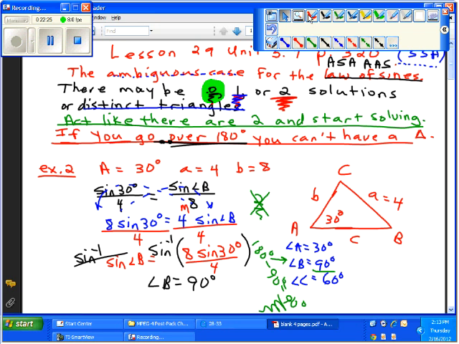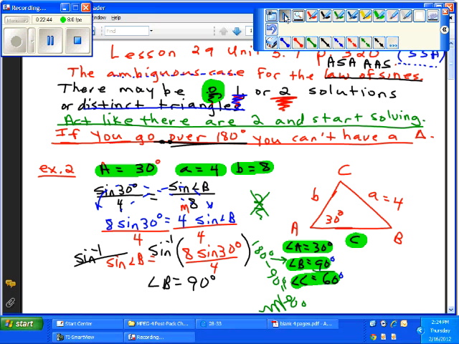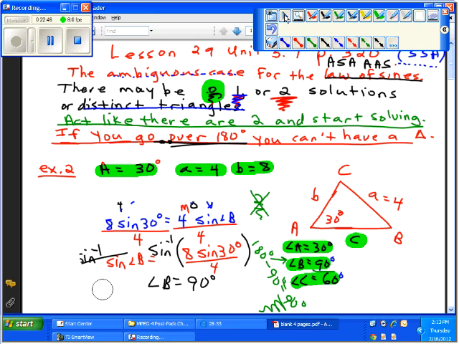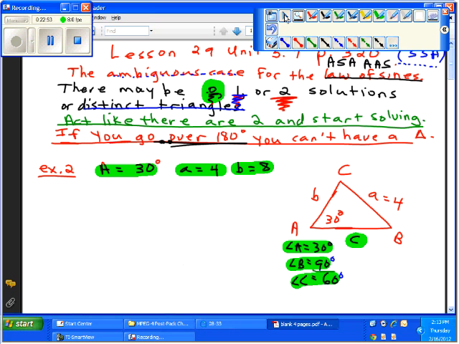Now, what we know so far is we know little a, we know little b, we know angle A, angle B, and angle C. The only thing we don't know is little c. Now, if you were to use the law of sines to get little c, you would likely get a decimal answer, and I would likely count it wrong. I wouldn't likely count it wrong, I would count it wrong.